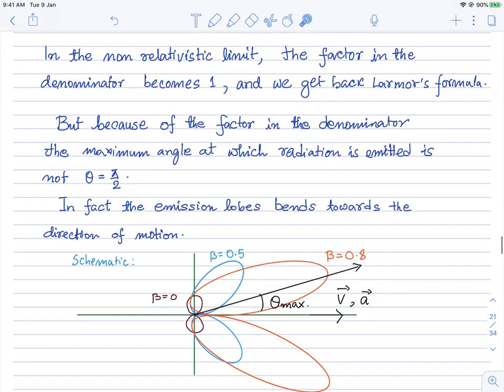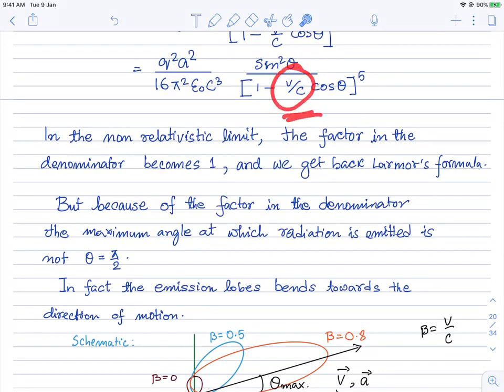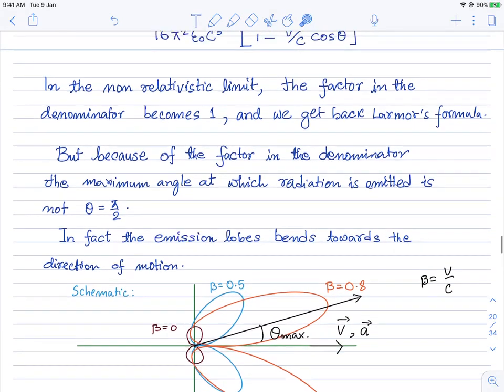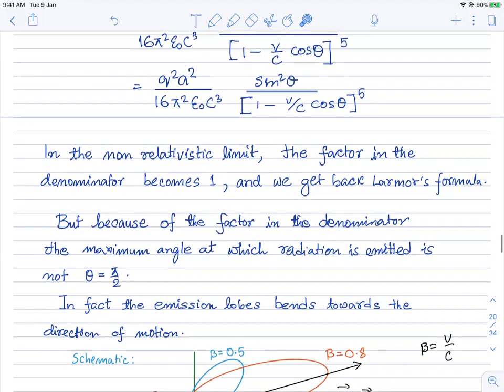In fact, if you do the polar plots, you will see that as you increase, so this beta is basically v by c, as you increase the velocity, then this initial lobe would get distorted towards the direction of motion like this. So this is again a polar plot of this function for various values of v by c. As you can see, as you increase v by c, the maximum radiation is towards a direction which is more along the velocity direction than along the perpendicular direction. So this is very curious and interesting.